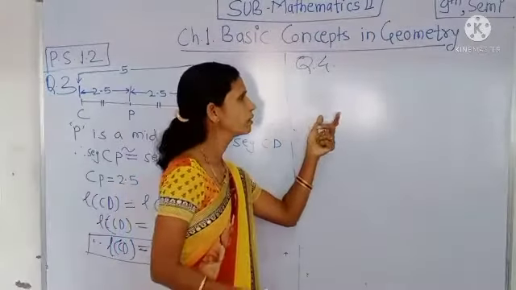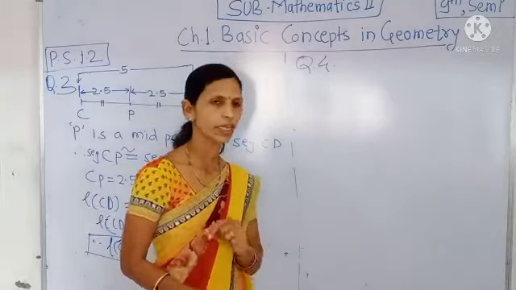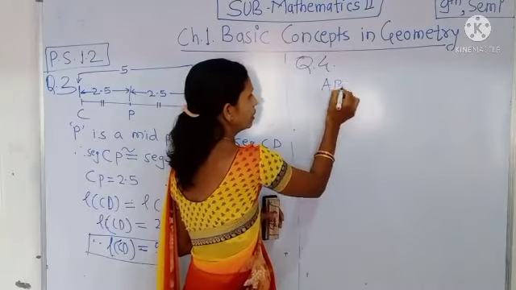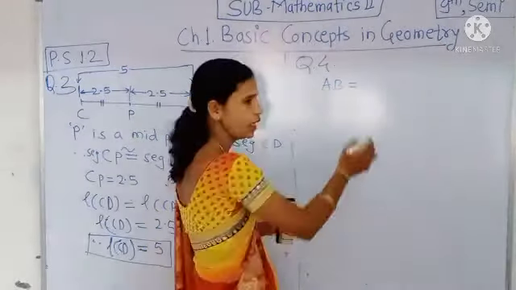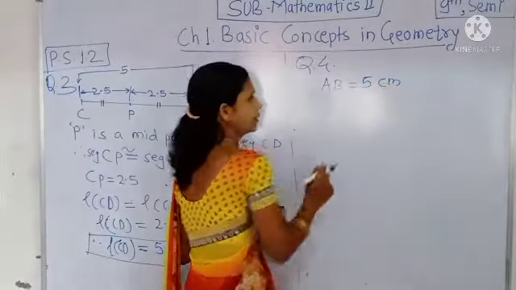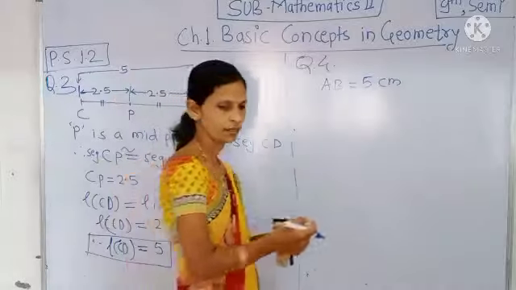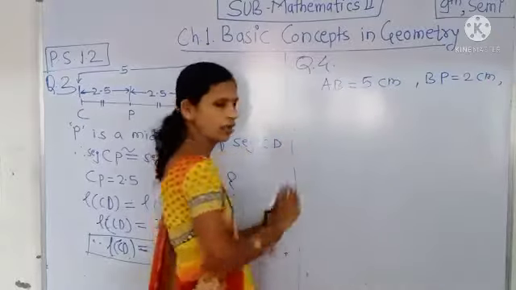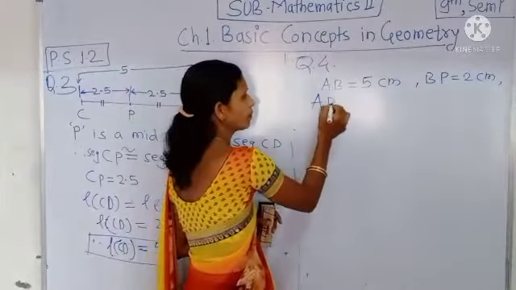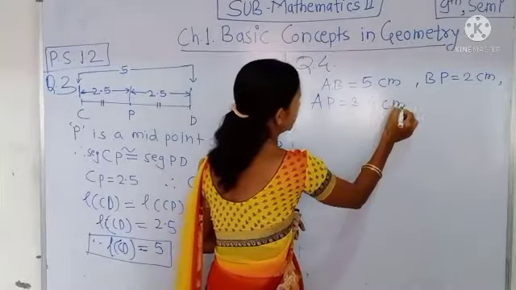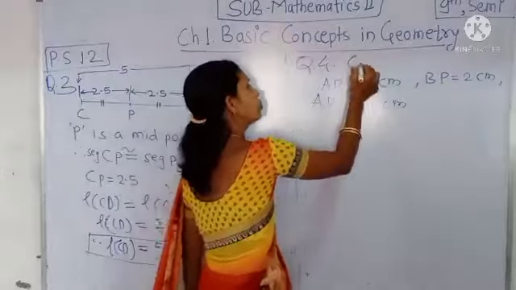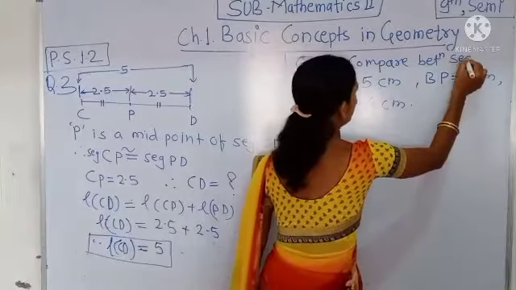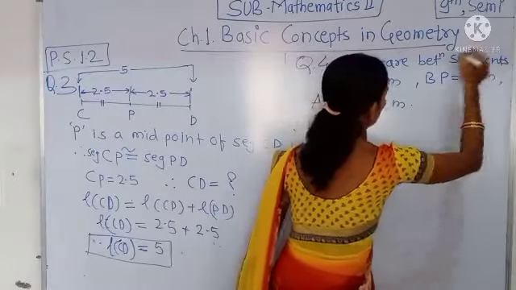Then here in question number 4, one more example is given which is based on the comparison of segments. In this example, AB is 5 centimeter, that means length of AB is 5 centimeter. BP is 2 centimeter. And AP is 3.4 centimeter. Then we have to compare the segments given here.